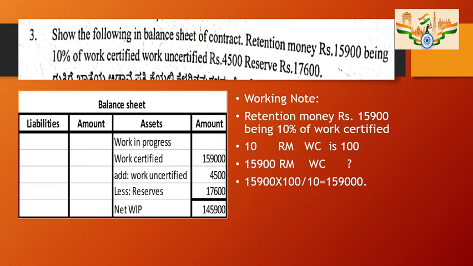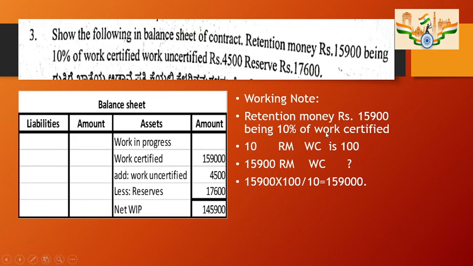So if work certified was 100 rupees, it means retention money will be 10 rupees. 10% of work certified. Retention money is 15,900. Being 10% of work certified means if work certified is 100, 10 rupees will be retention money. So you have to make a cross multiplication. If 10 rupees retention money, work certified is rupees 100, if 15,900 is the retention money, how much is the work certified? So you have to make a formula like this: 15,900 into 100 divided by 10. So it is 1,59,000.